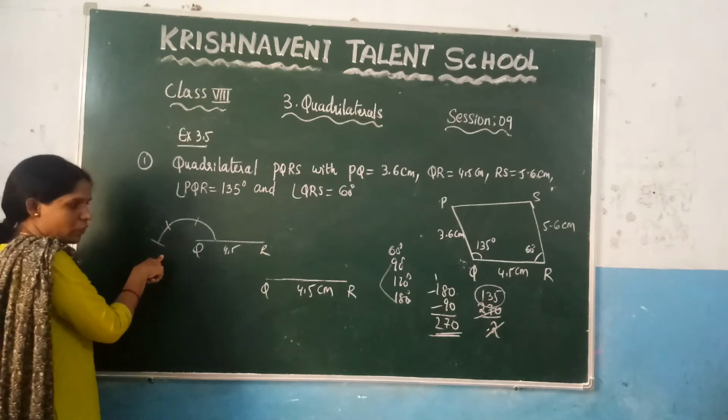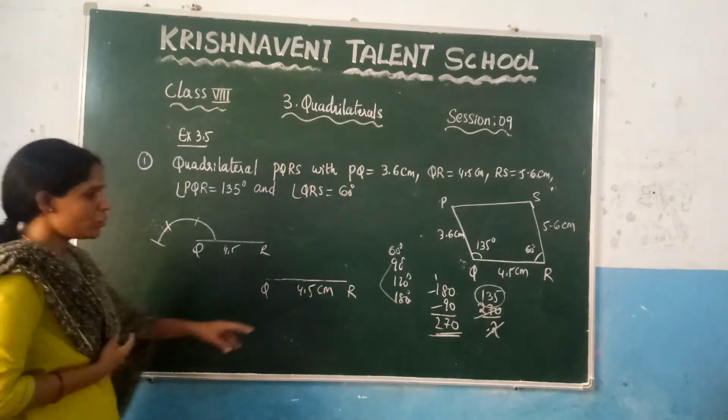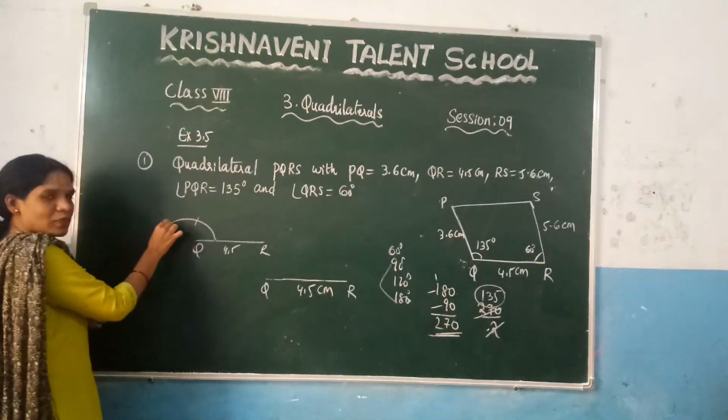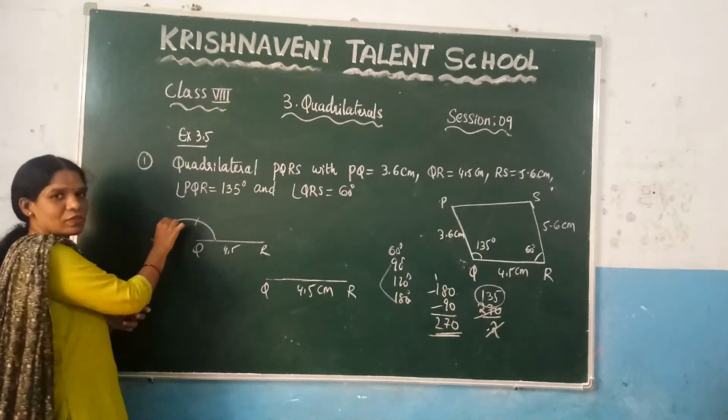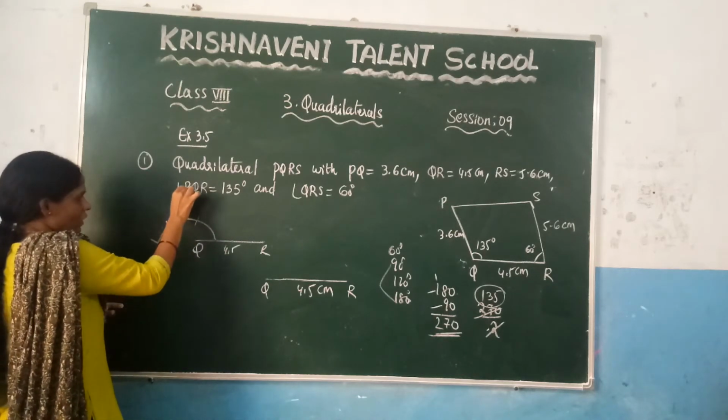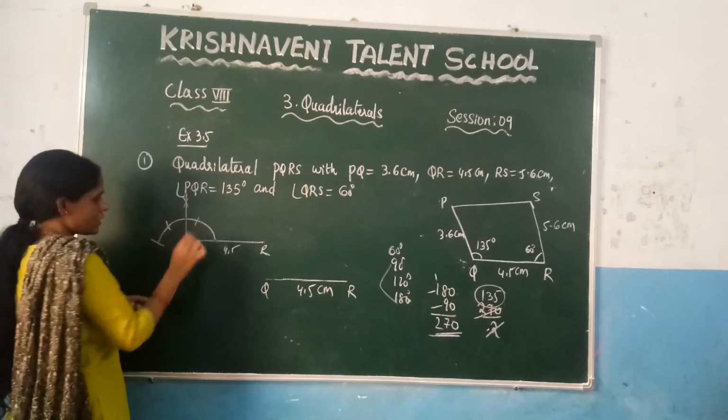Now first you need to draw 90 degrees, and you know that in between 60 and 120 you will get 90 degrees. So at this point make 1 arc, and at this point make 1 arc, and you will get 90 degrees, right?